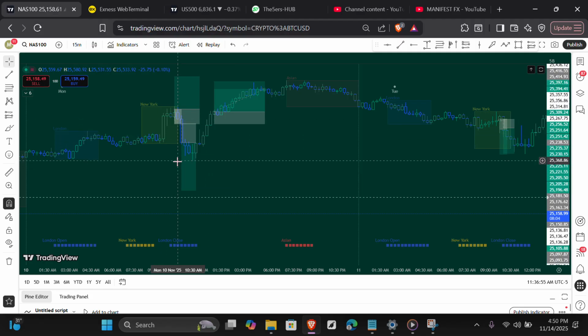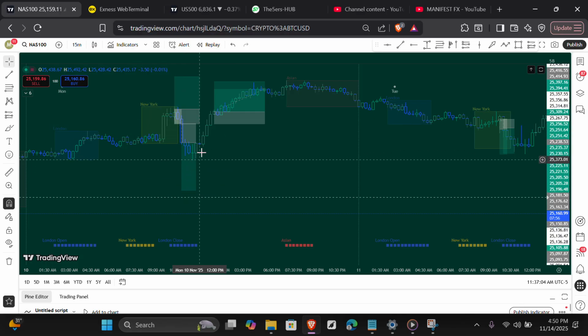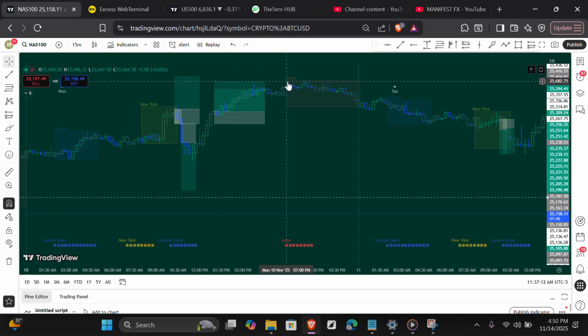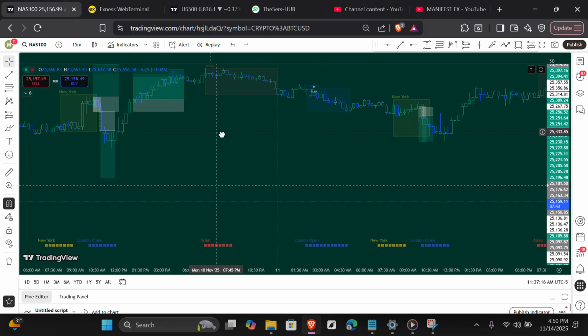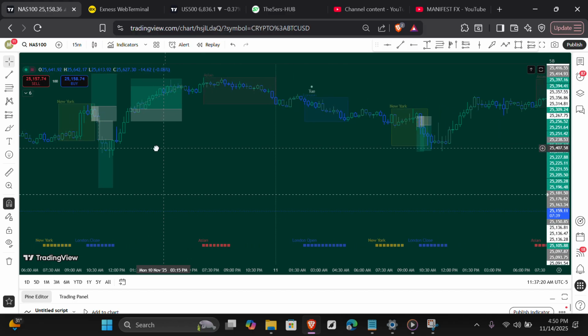As you can see right here, I noticed that since we got a break of structure again, I wanted to try and catch the continuation. And what happened? Price stopped me out. And finally, I went in from here and rode the trend. So basically, Monday was a break even day for me. I was not able to make money, neither did I lose any money.